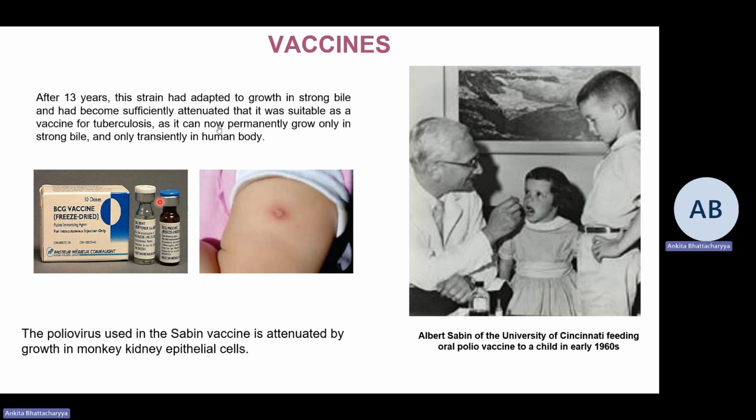Yeah. So it is the polio virus, which is used in the Sabin vaccine. That is the attenuated form of the vaccine. And for that condition, growth is facilitated on monkey kidney epithelial cells. Under normal conditions, they should grow on human cells. But in this case, to attenuate or to curb its potential, they are grown on monkey kidney epithelial cells. So that's the way of attenuating it.